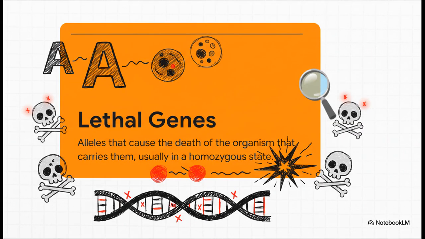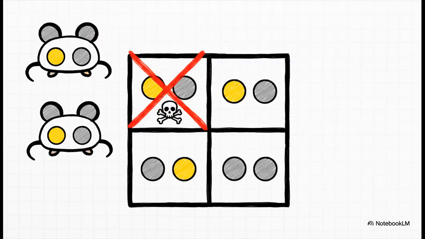Now, on the complete flip side of a survival advantage, you've got lethal genes. And yeah, they're exactly what they sound like. These are alleles that when they get combined in a certain way are fatal. Most of the time this happens when an organism gets 2 copies of that lethal allele. A classic case study for this is coat color in mice. So the allele for a yellow coat is dominant.